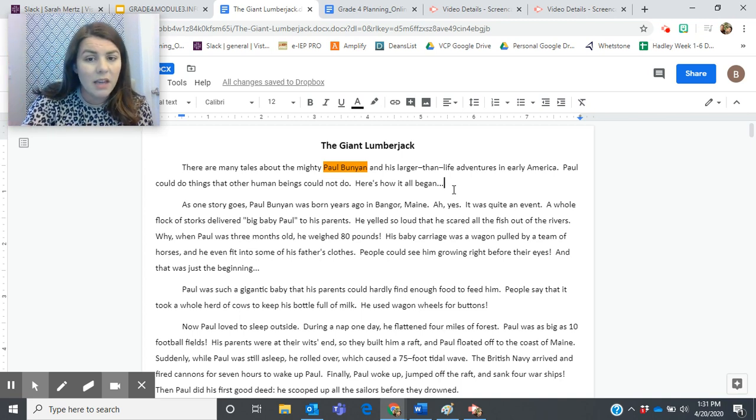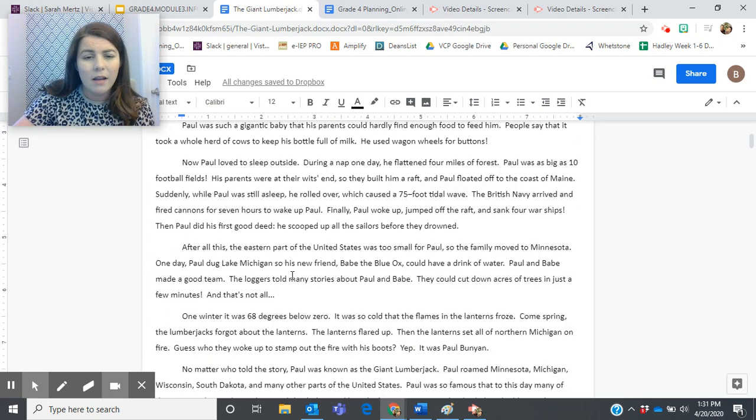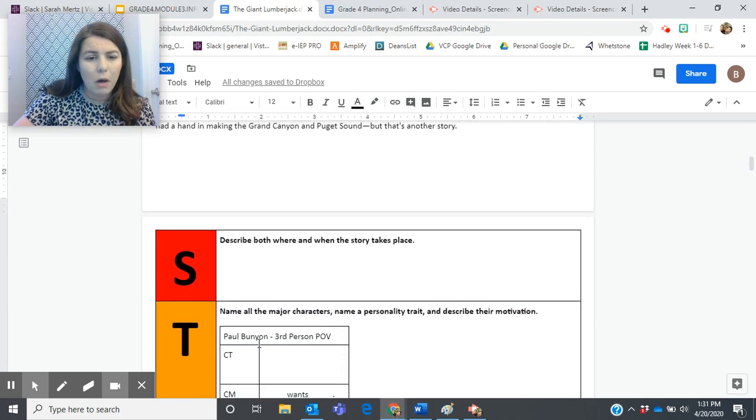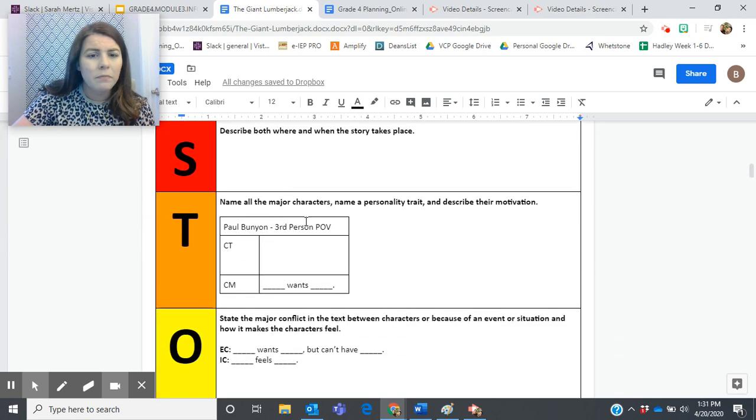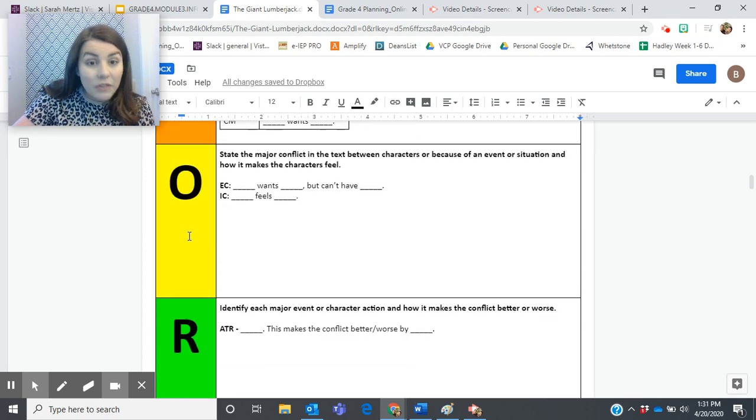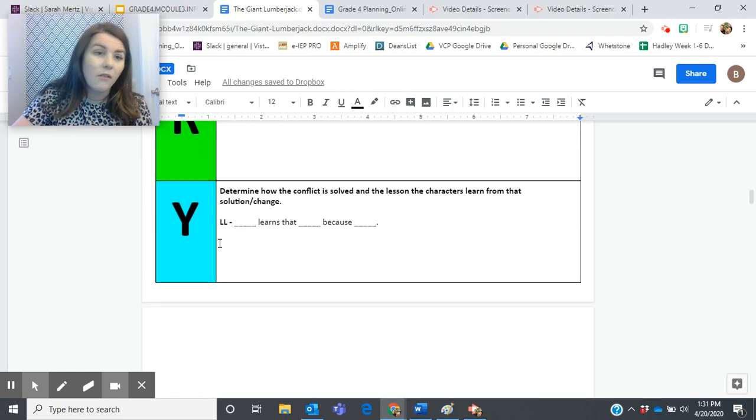Paul could do things. It sounds like this might be third person point of view. I'm talking about Paul, but I'm talking about him by his character name. So it seems like I'm an observer from the outside. So let's make sure that's filled in. Paul Bunyan is my character here. This is third person point of view. I haven't really figured out a character trait or motivation yet. Definitely haven't figured out a problem. It's only the first paragraph, no attempts to resolve and no lesson learned.